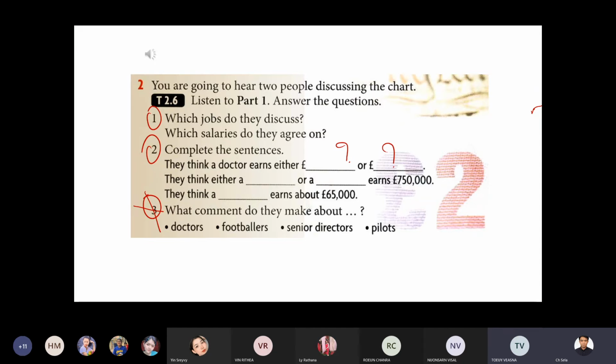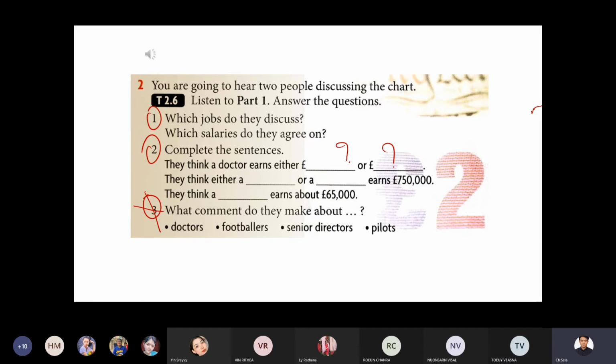Number one, which job do they discuss? Which salary do they agree on? Number two, complete the sentence. They think a doctor earns either pound or pound. They think either earn 75,000 pounds. They think earn about 65. Number three. No, no need to read number three. Yeah.